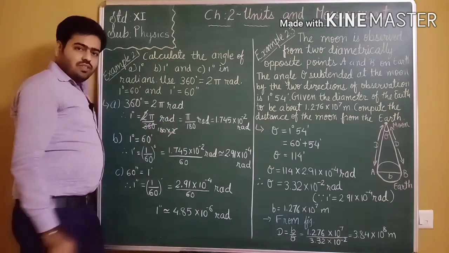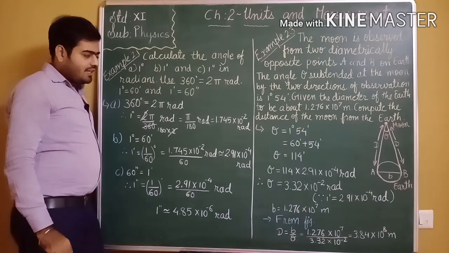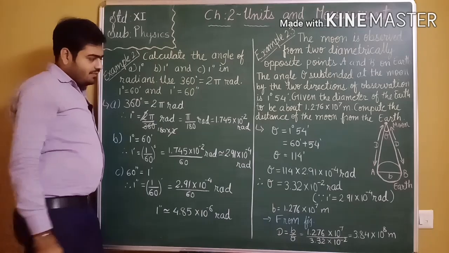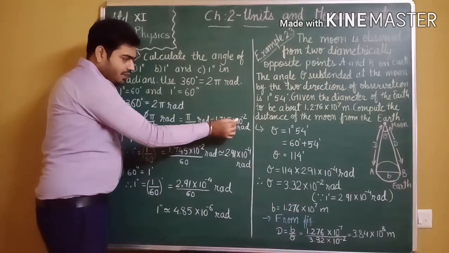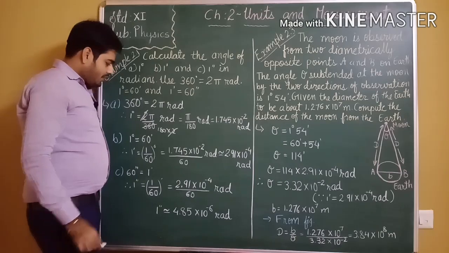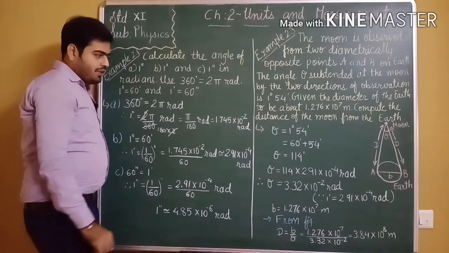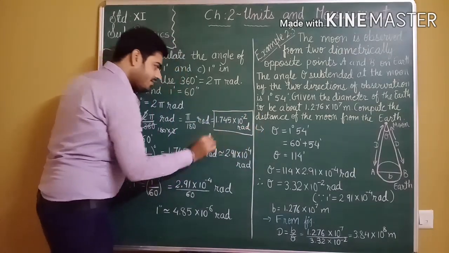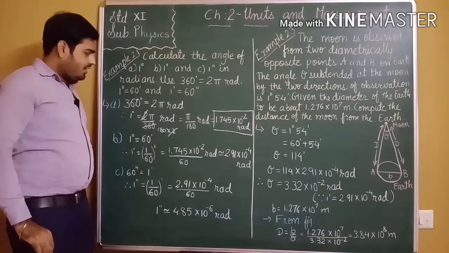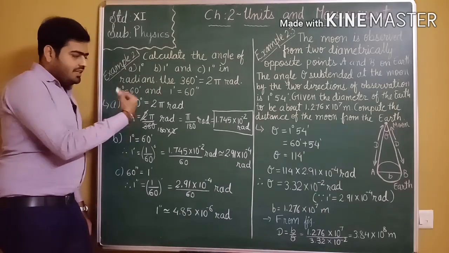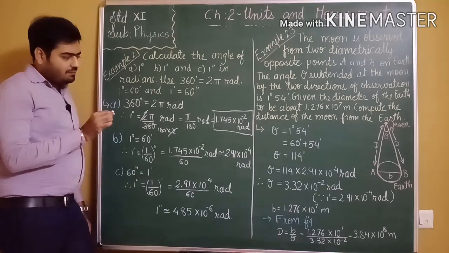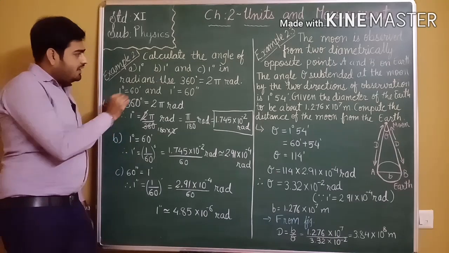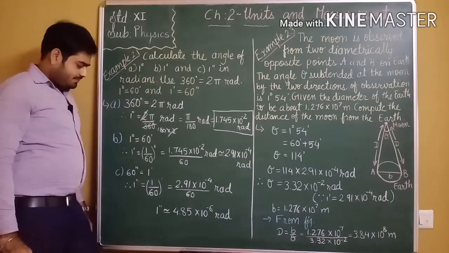The value of pi is known to us, that is 22 by 7, or you can write 3.14. 3.14 upon 180 will give you 1.745 into 10 raised to minus 2 radian. So 1 degree is equal to 1.745 into 10 raised to minus 2 radian. Okay, so we have converted degree into radian. Now we will convert minute into radian.